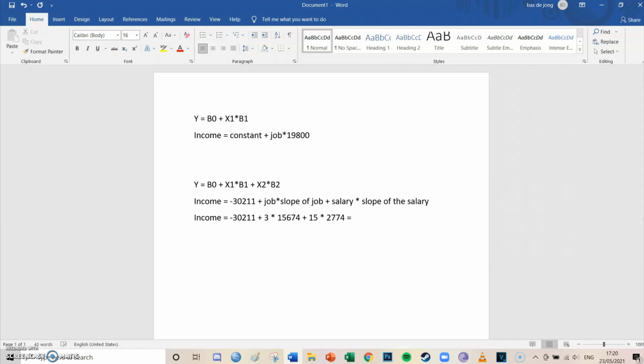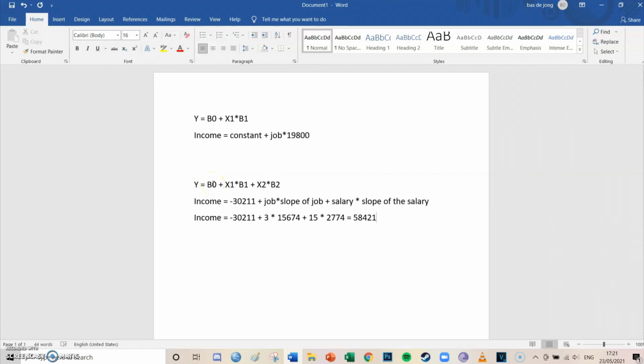And then you can just get your calculator and then you can calculate the outcome of this. I will quickly do so. And if you insert it on your calculator, you'll find out that the average income of this person is 58,421 euros. So this is how you can make a calculation with given values for the variables. So in this case, the value of the job was a tier 3 job and the value of the salary was 15 euros.